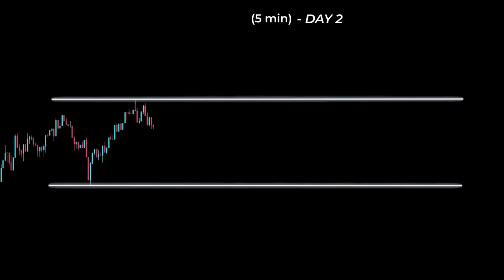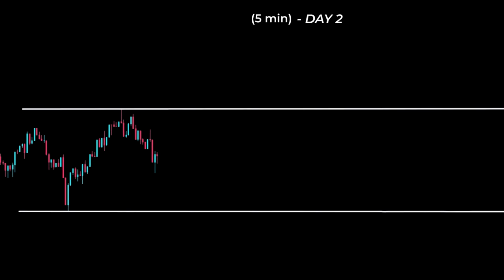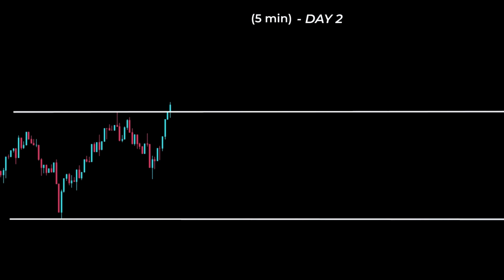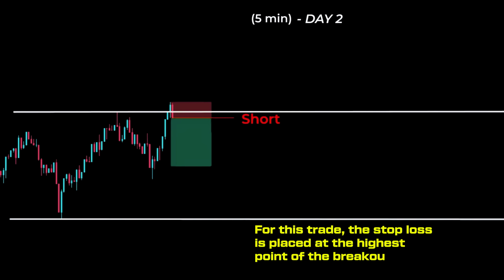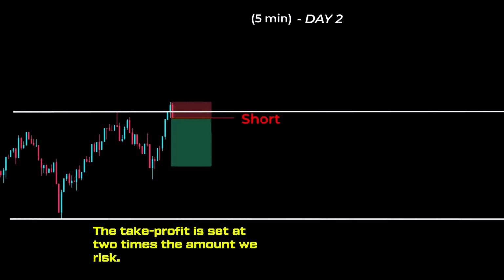Just like before, the first step is to mark the high and low of the 4-hour trading range. The breakout candle closed outside the range, but shortly afterward, price returned and closed back inside the range. This is exactly the confirmation we're waiting for, giving us a valid short setup. For this trade, the stop loss is placed at the highest point of the breakout. The take profit is set at 2 times the amount we risk.